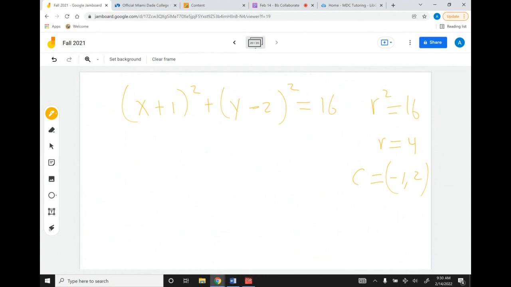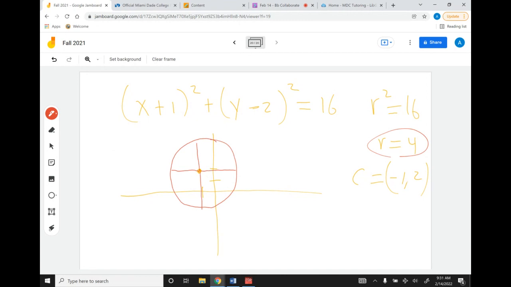So now, how do we graph it? Perfect. So this is what we do. Go to the center, negative 1, 2. So this is the center. Then what you do is use the radius. The radius is 4. So you're going to go, this distance is 4, that distance is 4, 4, 4, and there you have your circle. Now in ALEKS, you're going to have all the features available to you so that you can actually graph it. Okay? So don't panic when you see this.